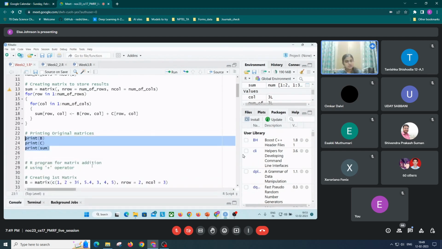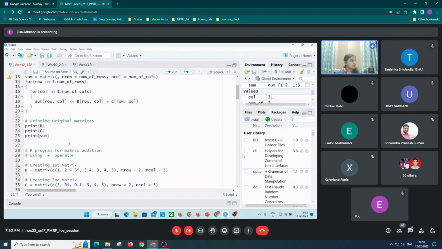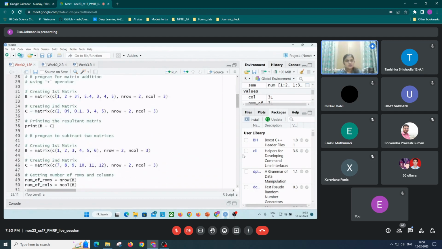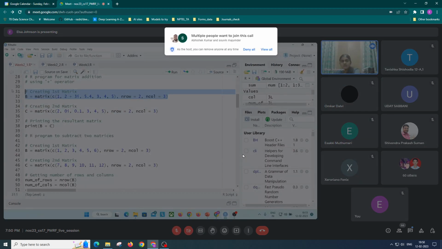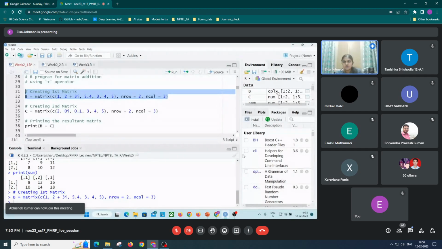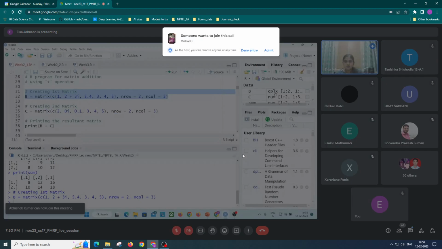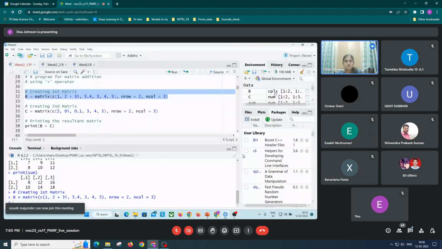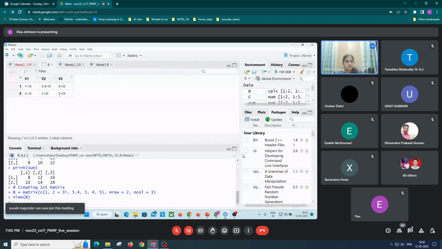So there is another method also. You don't have to do a for loop or anything. The next one is using the plus operator. You can directly create the first matrix and second matrix like this. In this case, I have just given a difference here. I have given B a complex matrix with complex numbers. You can see here complex, and if you click this one you can see how it is looking. This is the complex matrix having complex values.